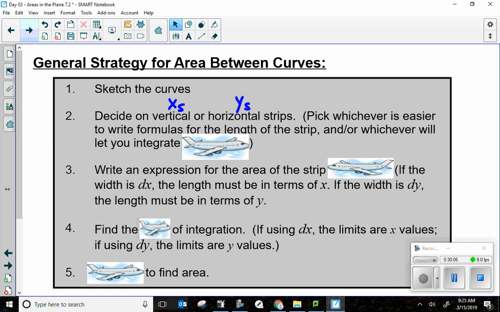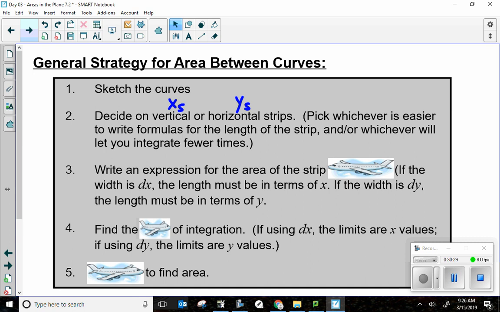So pick whichever is easier to write the formulas for the length of the strip, or whichever will let you integrate fewer times. You don't have to. I just like everything x's, and I would have done it the first way anyways. Good for you. This makes things easier.